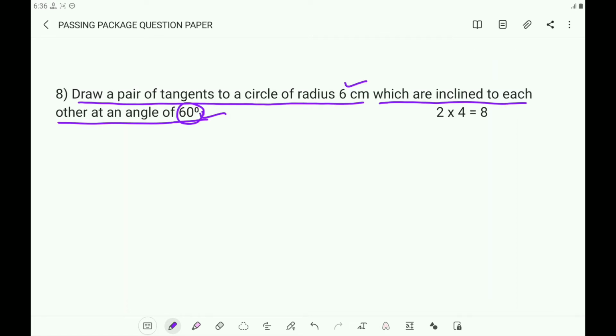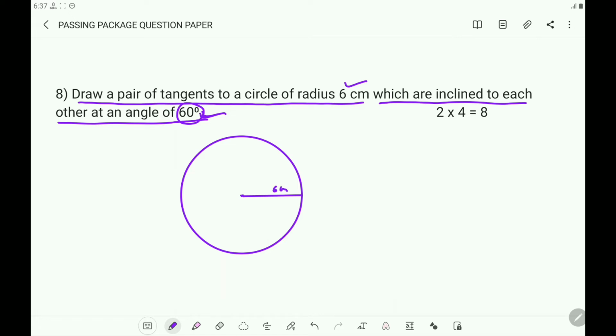After constructing 120 degree angle at the center, then you must draw the tangents at the ends of the radii, and that two tangents will be inclined at an angle of 60 degree. So here in the first step, measure 6 cm radius, take the compass and measure 6 cm. This is the rough sketch, and draw one radii. Radii will be of 6 cm.